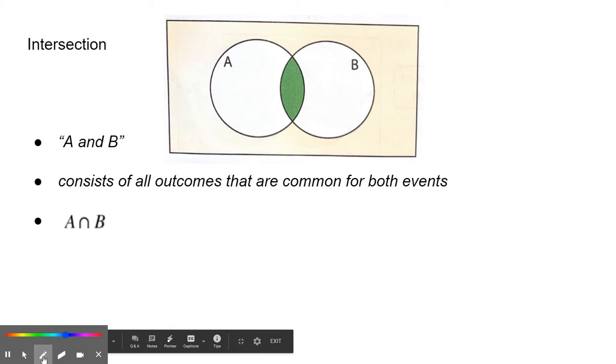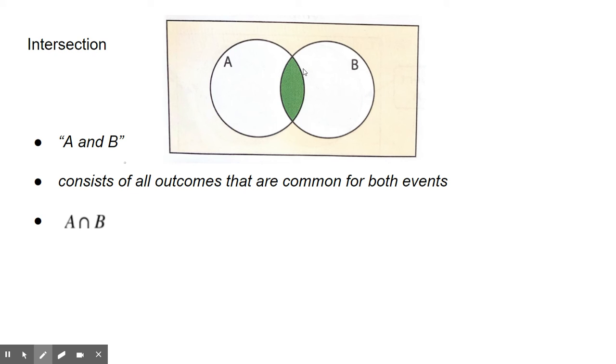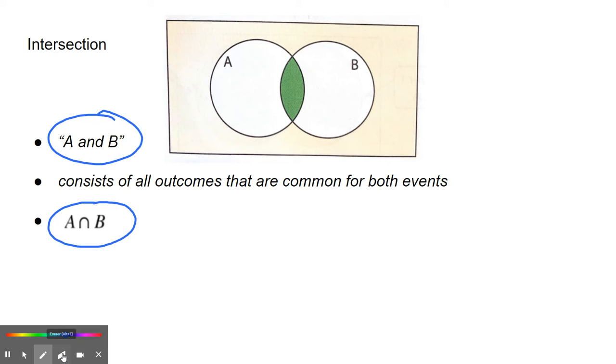Now, there's names for these certain things. So the overlap is called the intersection. This is where A and B both occur. It consists of all outcomes that are common for both. So the symbol for and is this upside down U. You might see that. It's called the intersection. Typically, it's a small amount, small probability, as you can see there.